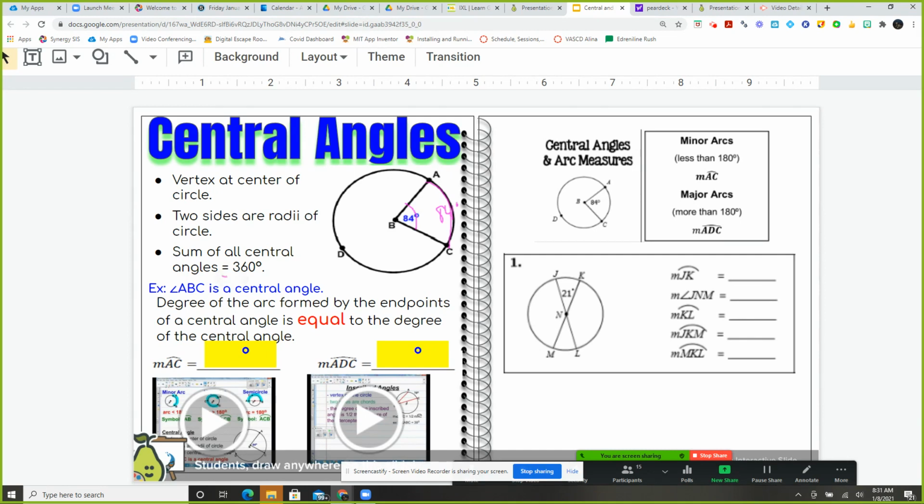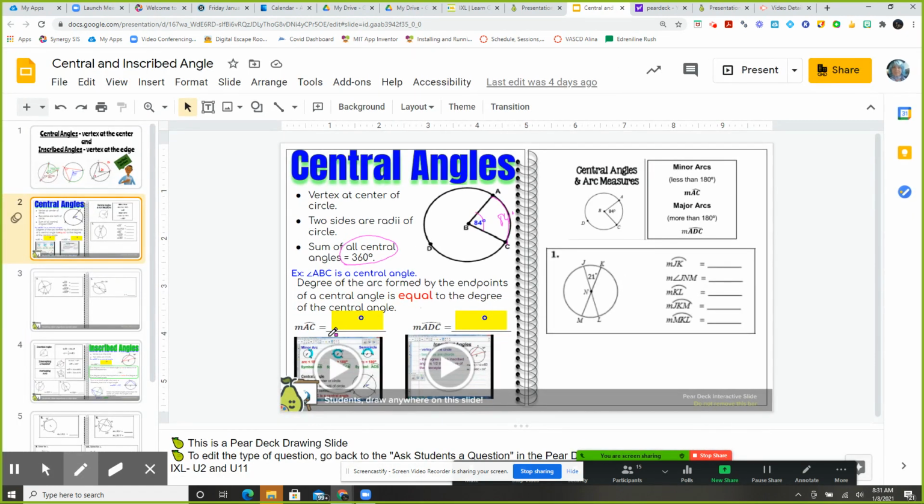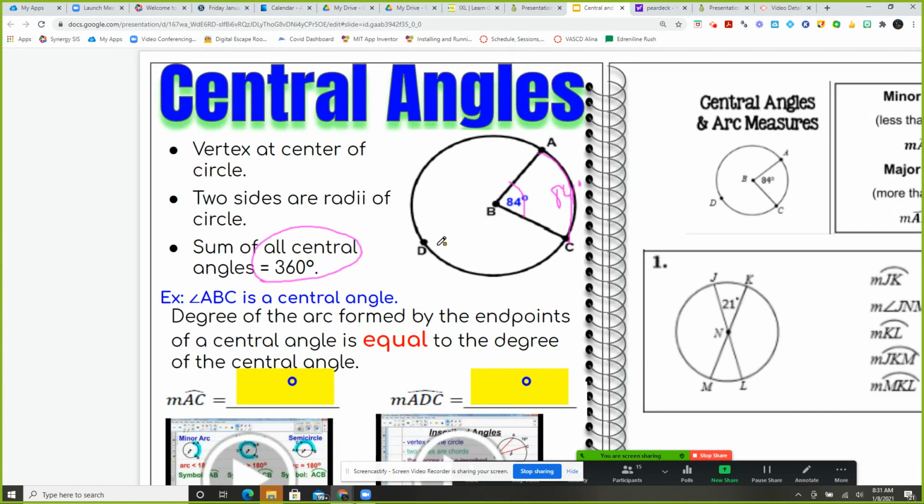The other thing we need to know is the sum of all of those central angles is 360. So if I know the blue angle is 84, then what is this space here? That's going to be 360 minus 84. So in your calculator, what is 360 minus 84? Anybody get 276? I beat you to it.